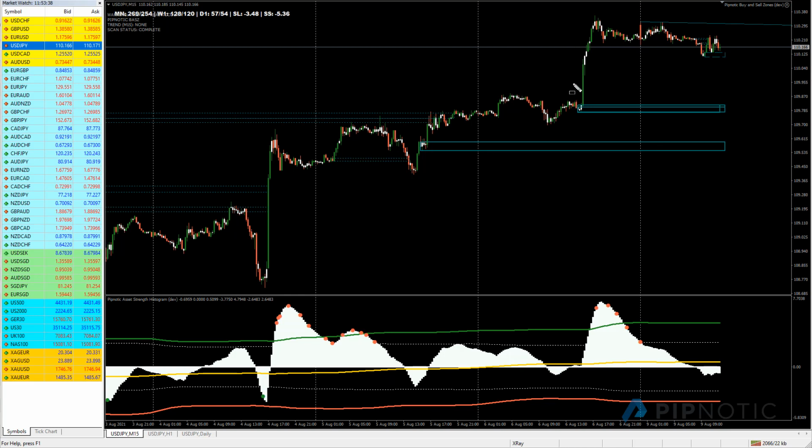But they are price structures where price trades inefficiently, where price leaves or moves very quickly. We have one here, we have a small one here, a little one here, another one here. So on this chart we have a few. We have a small one, a very small one just here, another very small one just here.